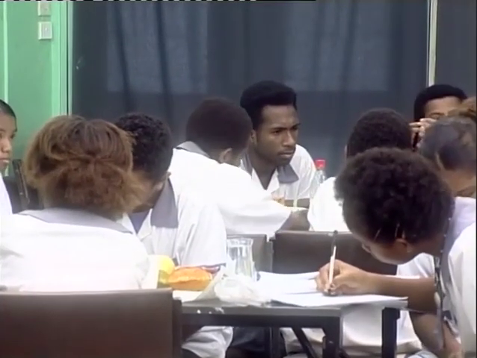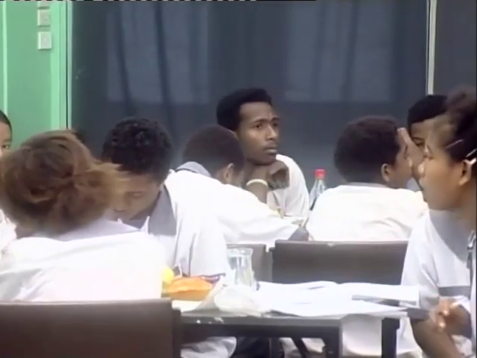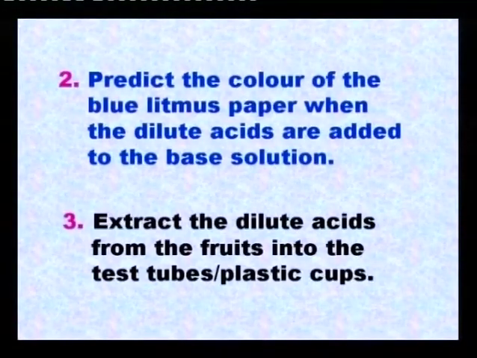Now let's see our next instruction. Extract the dilute acid from the fruits into the test tubes or plastic cups. So you should do that now. If you just brought one or two, you only use that one or those two that you brought with you. Put your cups outside. You're now supposed to be extracting that. You start doing that.